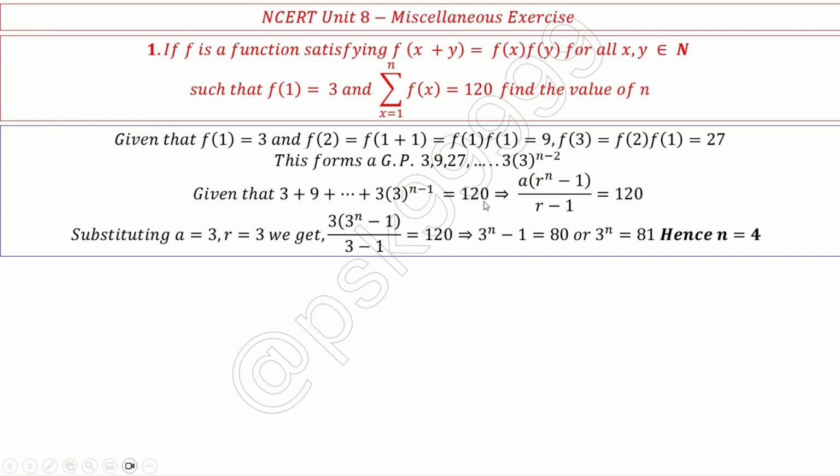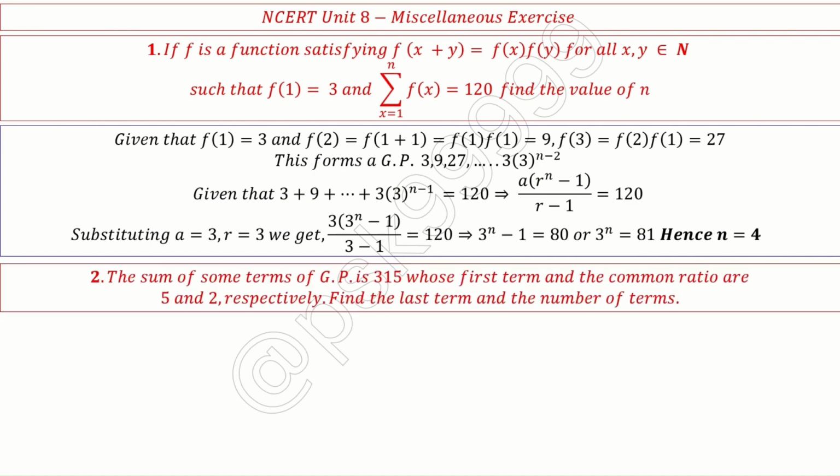This is given, correct? If this is given, then sum of GP is a into r to the power of n minus 1 divided by r minus 1 is 120. Here a equal to 3, r equal to 3. So we will get this value, right? Now we just need to solve for 3 to the power of n or n, right? So 3 to the power of n minus 1 equal to 80 or 3 to the power of n is 81. So n is equal to 4. This is the value. Okay. So first find out the first few terms and then see which progression it is forming, and then we can apply rules accordingly.